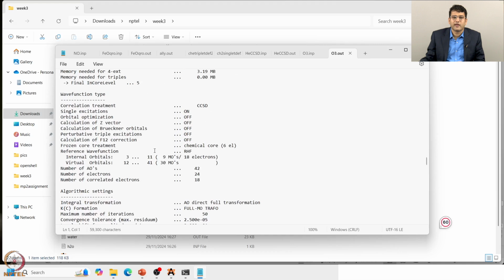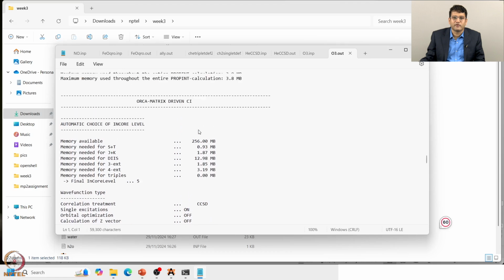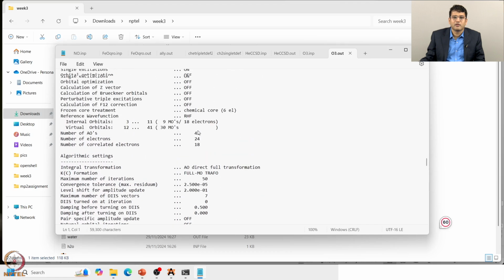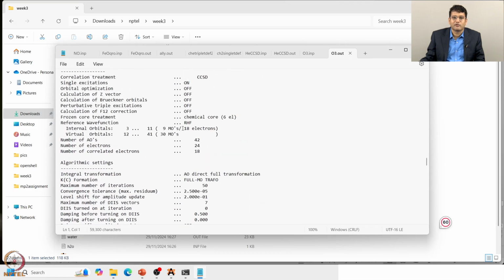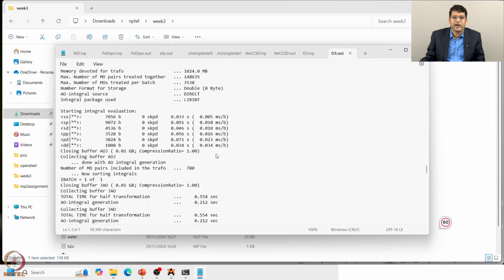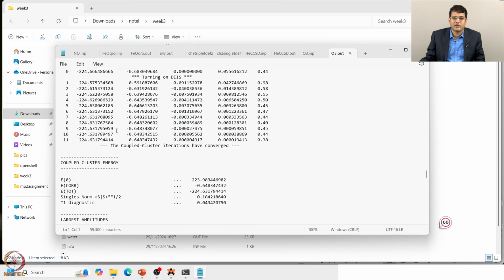You remember in the case of MP2 we have discussed that ozone has a total of 24 electrons, and among them 6 will be frozen and the rest will be taken for the calculation, 18 electrons and a total of 9 molecular orbitals. You see it has taken more iterations, a total of 12, 0 to 11. Now see the T1 diagnostic value, it says it is 0.04.